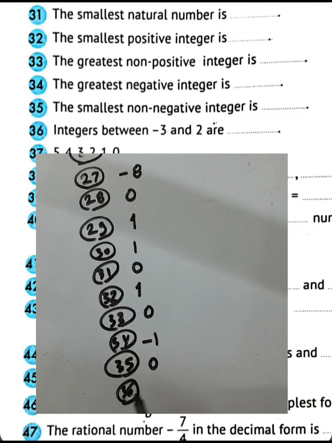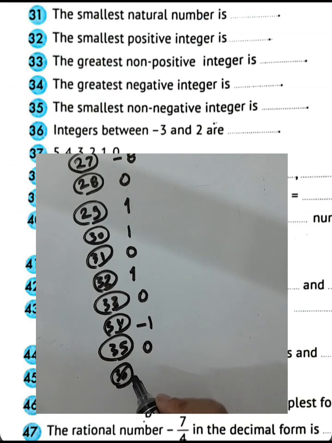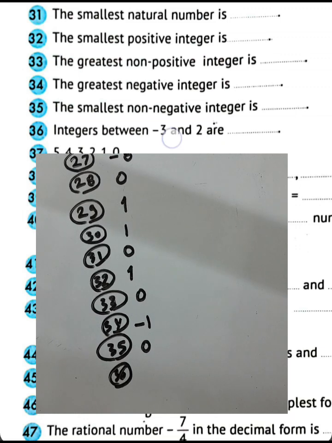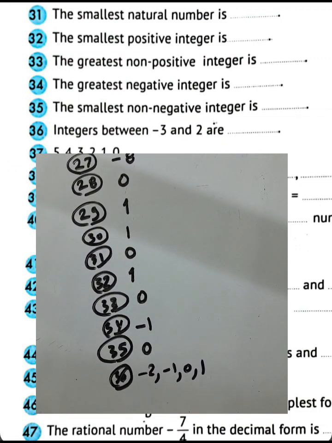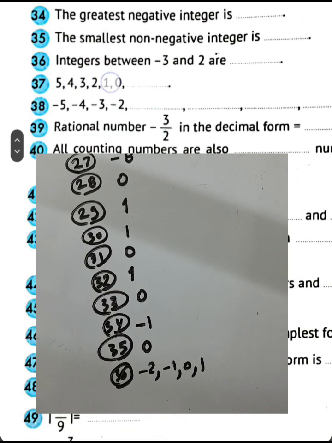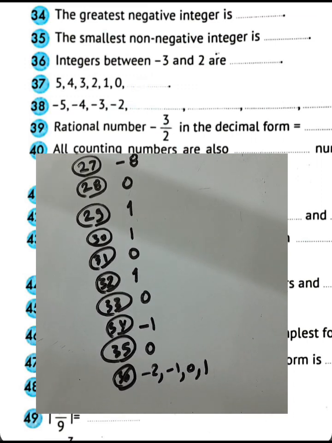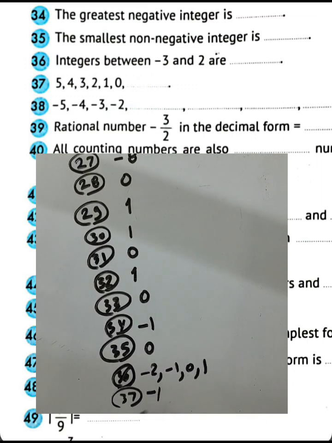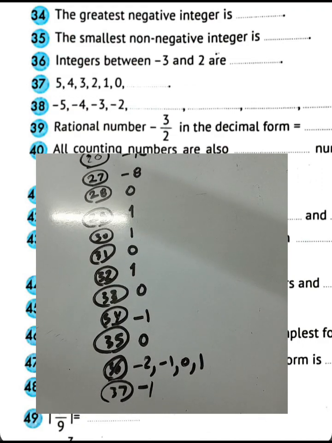Question 36. The integers between -3 and 2, we can write all numbers that lie between -3 and 2. Write -2, -1, 0, and the last one will be 1. Question 37. 5, 4, 3, 2, 1, 0, and then here -1. If you want to find the number before 0, it will be -1. The result here will be -1. Okay, that was question 37.